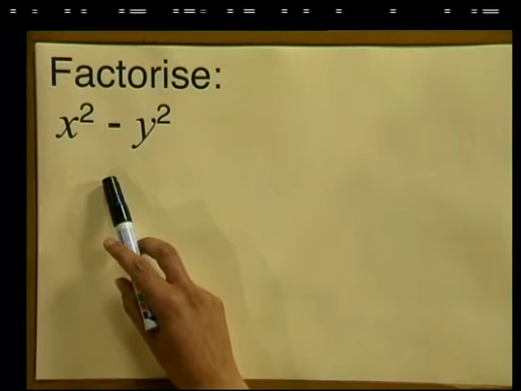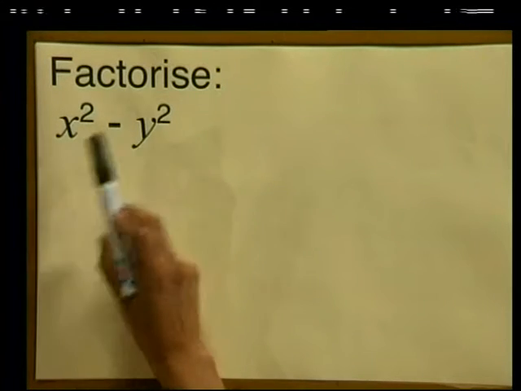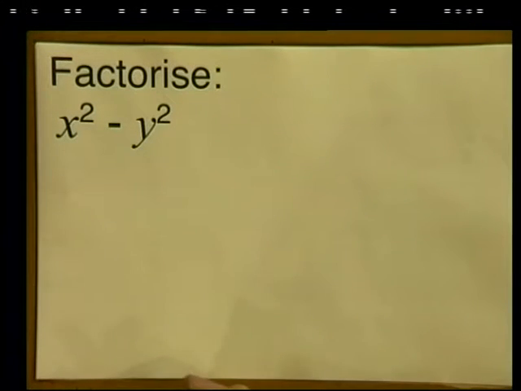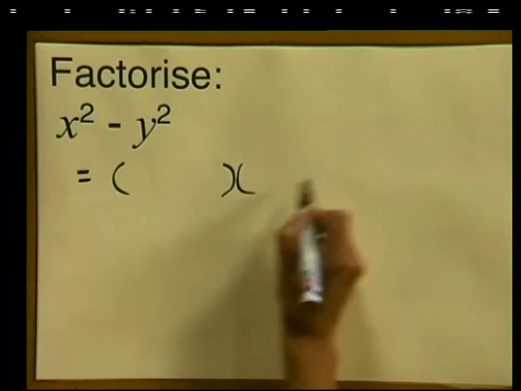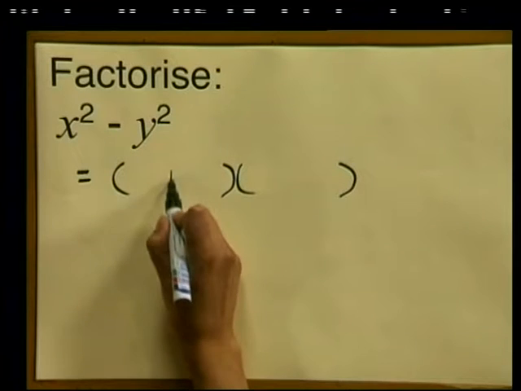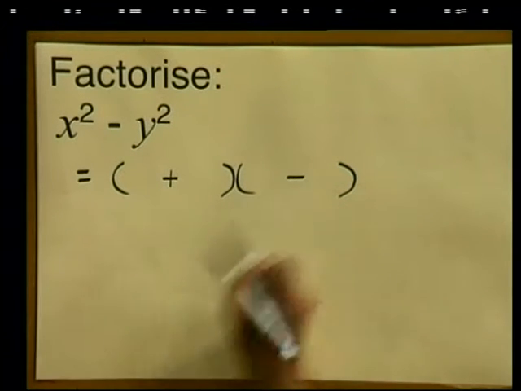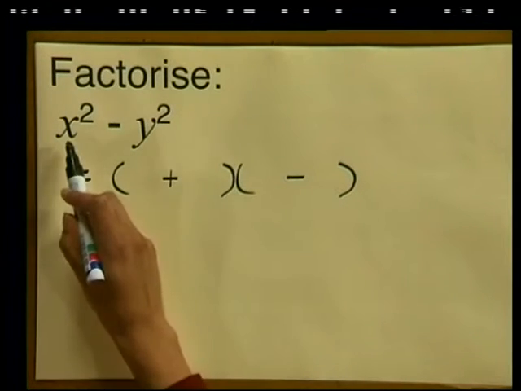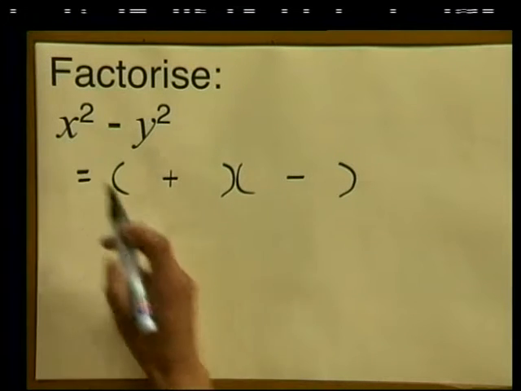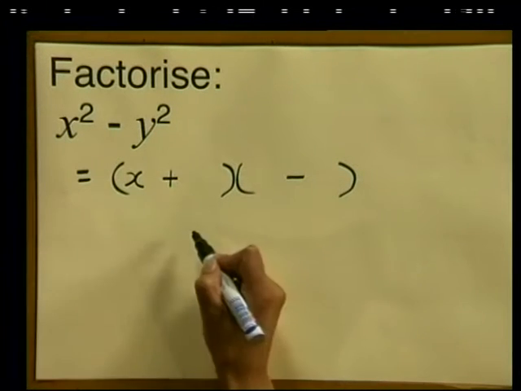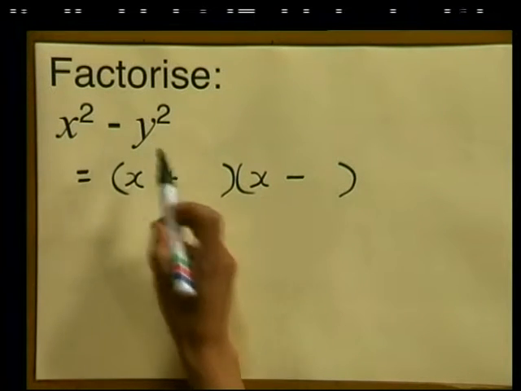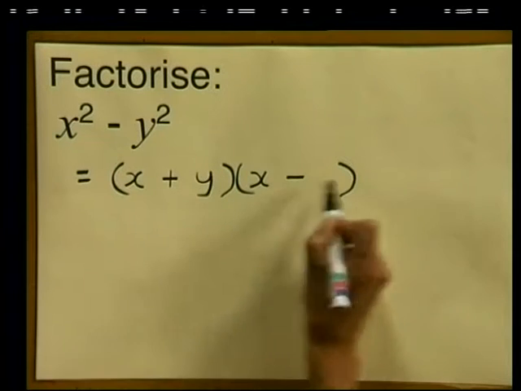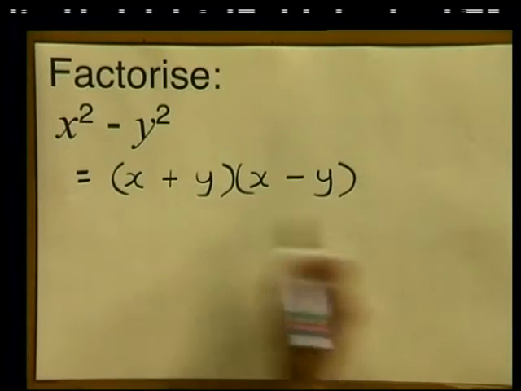Here is the first one, x squared minus y squared. It is the difference of two squares. So let's factorize. We know straight away we put down our two brackets. And we know inside the brackets we're going to have one with a plus sign and one with a minus sign. Now we need to find the square root of x squared, and that is x, and that goes in the first place in each bracket. And then we find the square root of y squared, which is y, and that goes in the second place in each bracket. And we have now factorized.